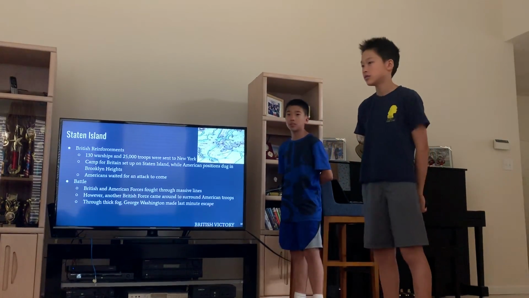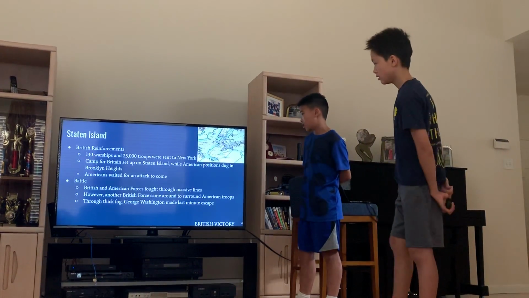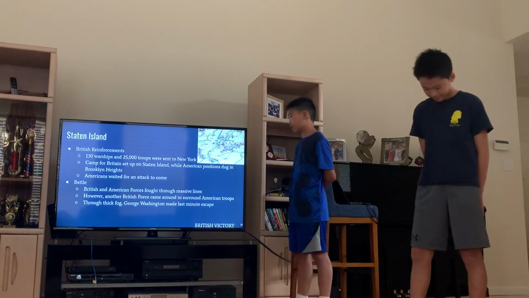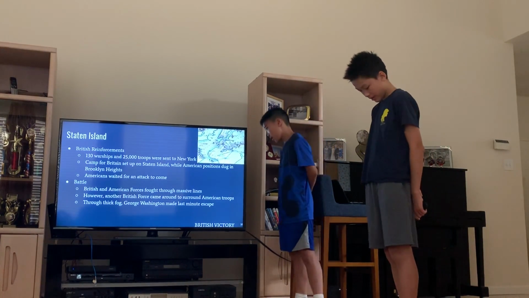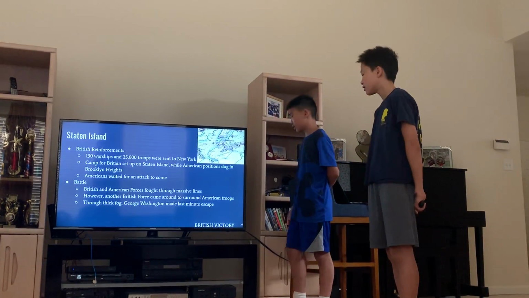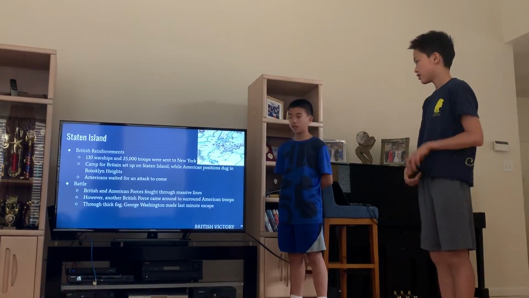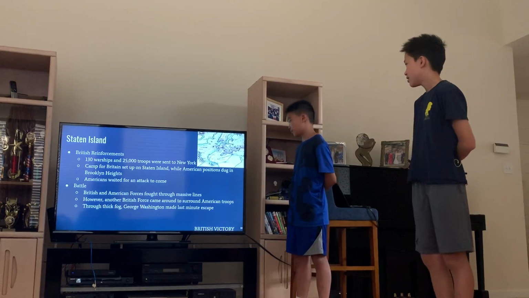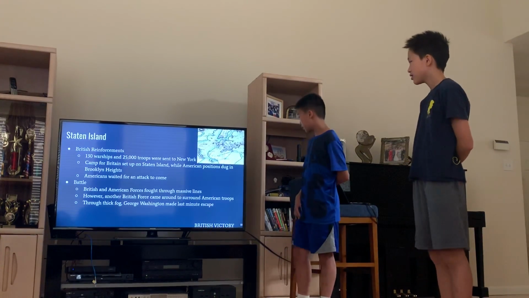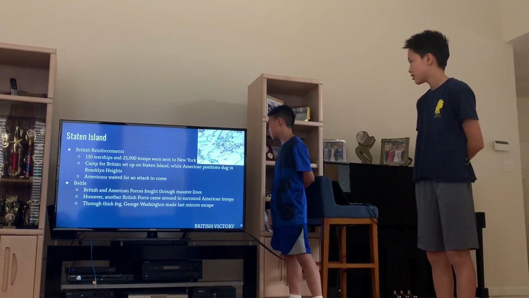And the Americans waited for an attack to come. The British and American forces fought through the massive lines. However, another British force surrounded the American troops, and through this thick fog, George Washington made a last-minute escape through a river. And this was a British victory.